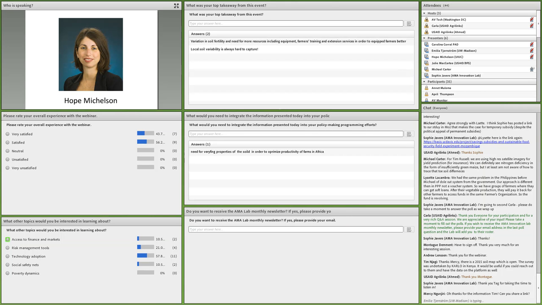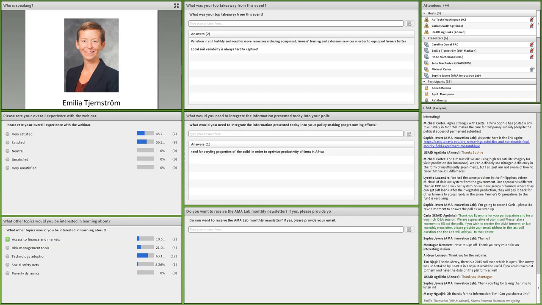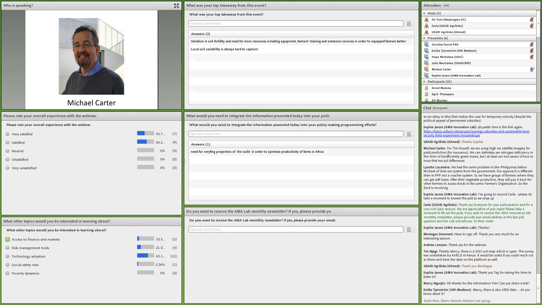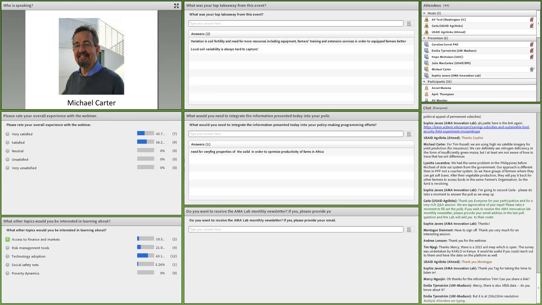Yeah, this is Michael Carter, and I just wanted to chime in on that. We've just started working with very high resolution imagery that we got from Planet Labs. It's roughly, I think, 2 meter by 2 meter resolution from their fleet of little satellites. And it's definitely possible to pick up nutrient deficiencies in growing plants.